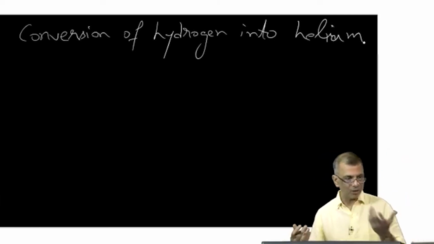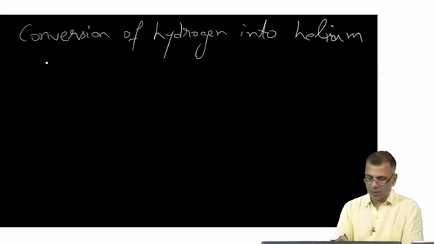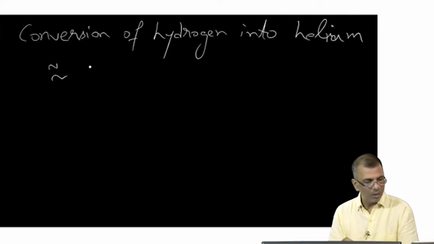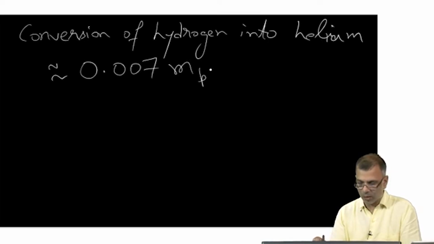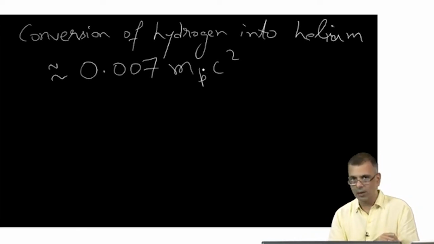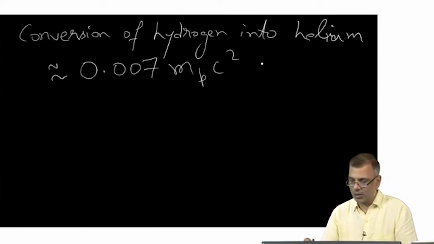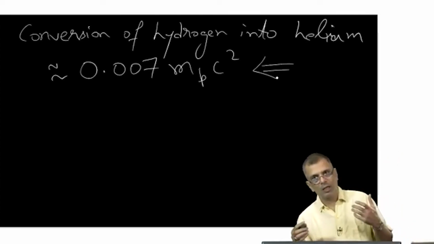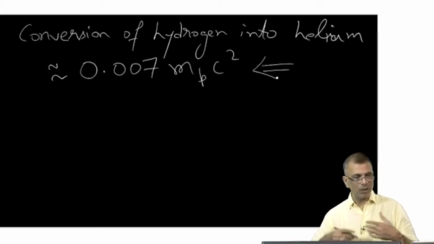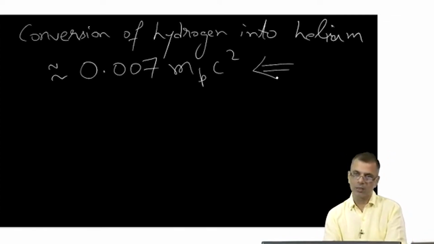In the center of the sun, this is what is happening. This releases, per hydrogen atom, typically something like 0.007 mp c squared, where mp is the mass of a proton. Okay. So, let us keep this as a benchmark, and let us try to see if accretion is a more efficient process or a less efficient process.